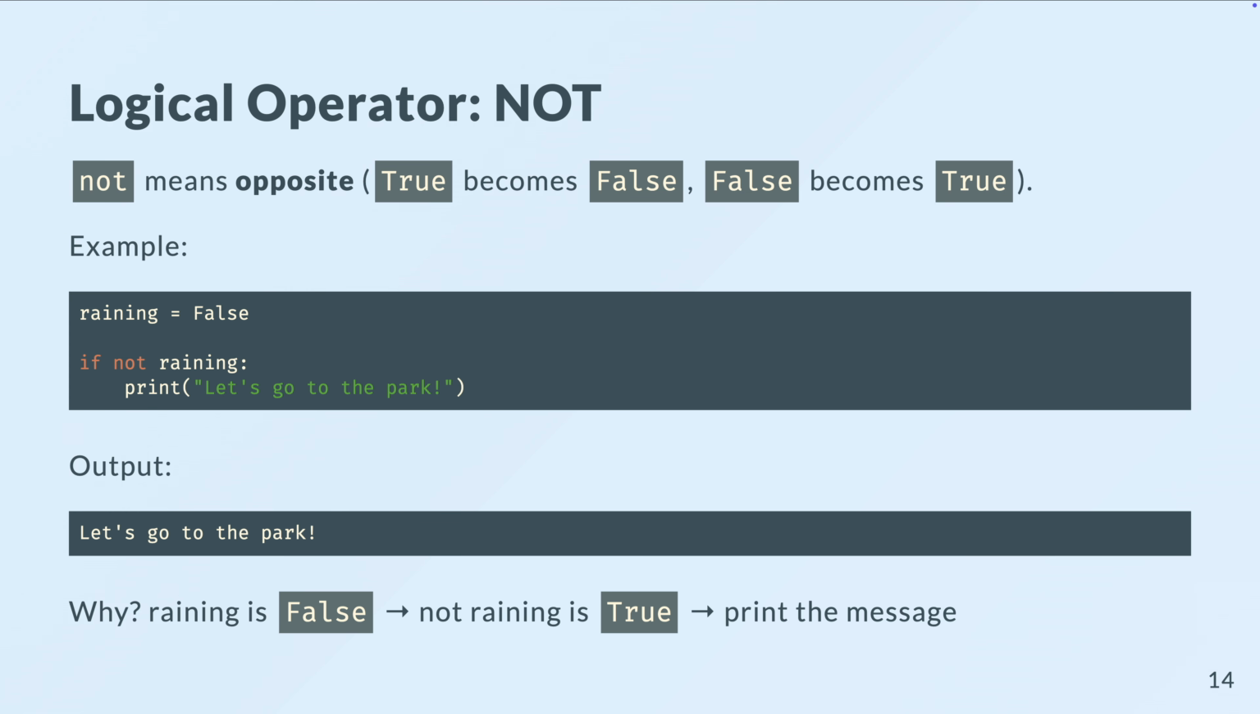Here is the output. It prints, let's go to the park. And here is the reason. Raining is False. So not raining becomes True. The if condition is True, so Python prints the message.